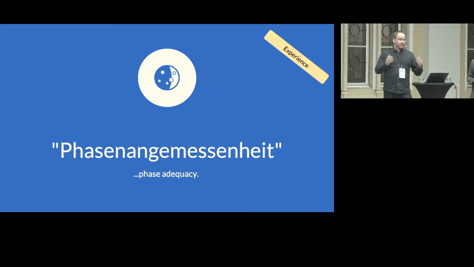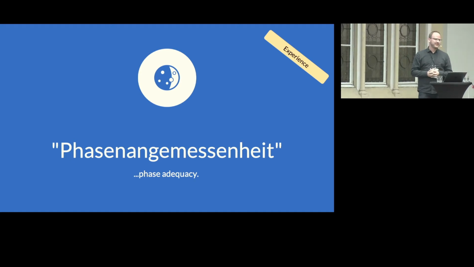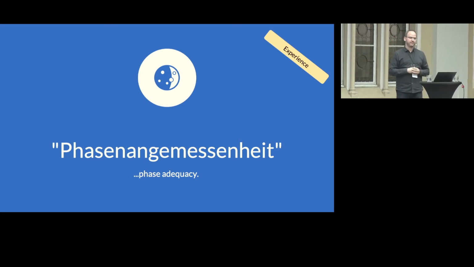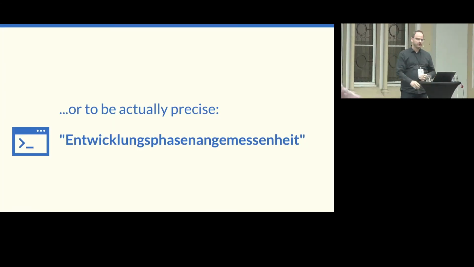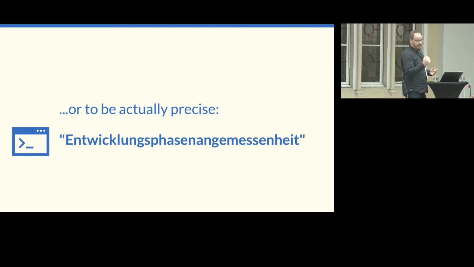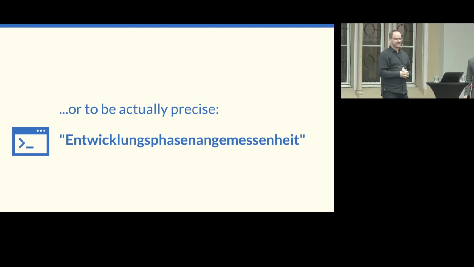So, Phasenangemessenheit. Many people already ask me, is that actually a real word? Yes, it is. And when Konstantin and I did some research for the talk, we realized that the word phase often refers to moon phases. So to be precise, what we want to talk about is Entwicklungsphasenangemessenheit. That's a lot. Most of you probably would agree that this is actually precise.